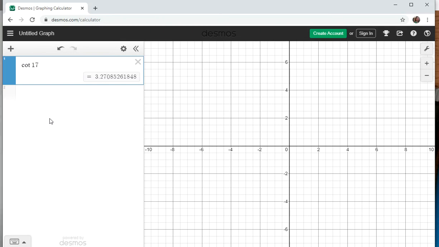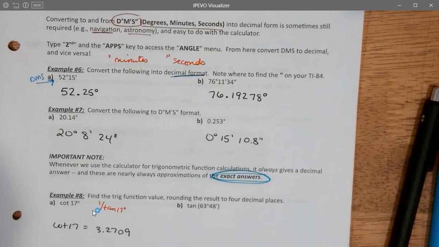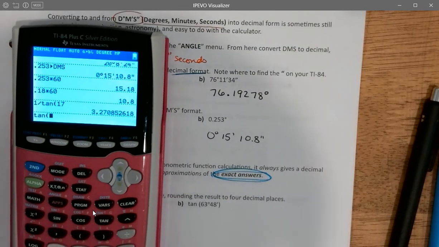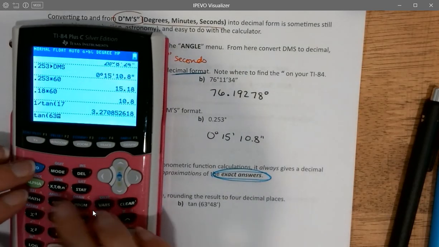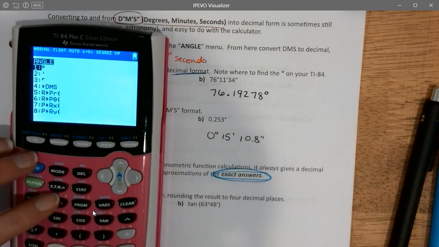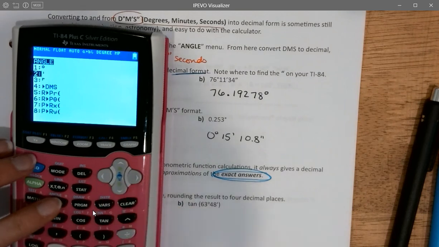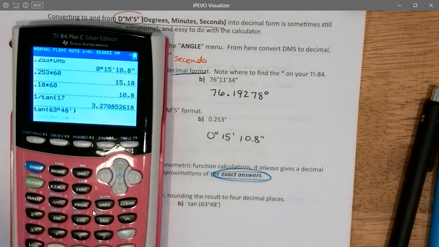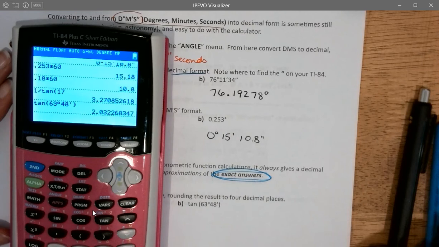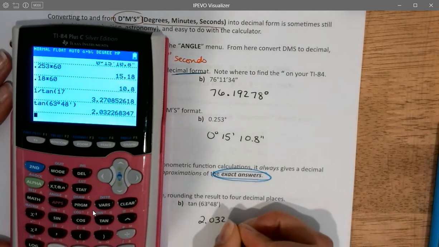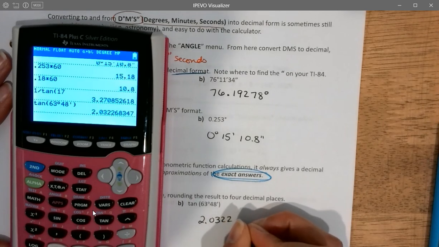Okay, now we're going to try in DMS. Okay, so our tangent. I can, without converting this, type in the tangent of 63 degrees, 48 angle menu minutes, and it's going to compute it in DMS notation. I get the tangent here as 2.03227.